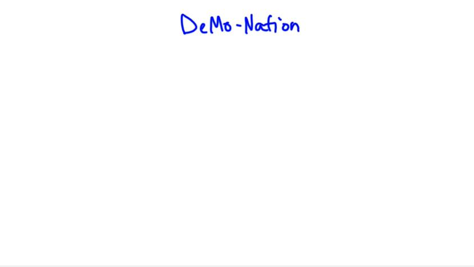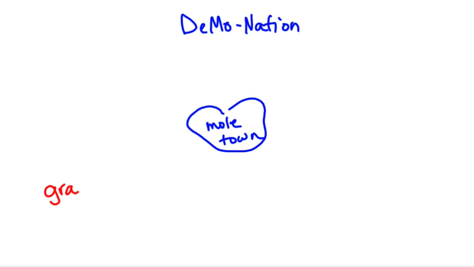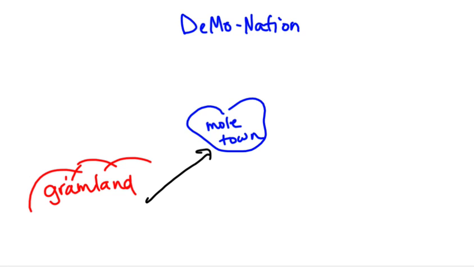In Demo Nation, in my chem world, in the center is Moletown. Moletown is a nice little suburb. People hang out. It's pretty quiet, good place to be. And it's surrounded by three different places, one of which is called Gramland. Gramland, lots of rolling hills. Okay, so if I wanted to get from Moletown to Gramland, moles to grams, who remembers how I get there?